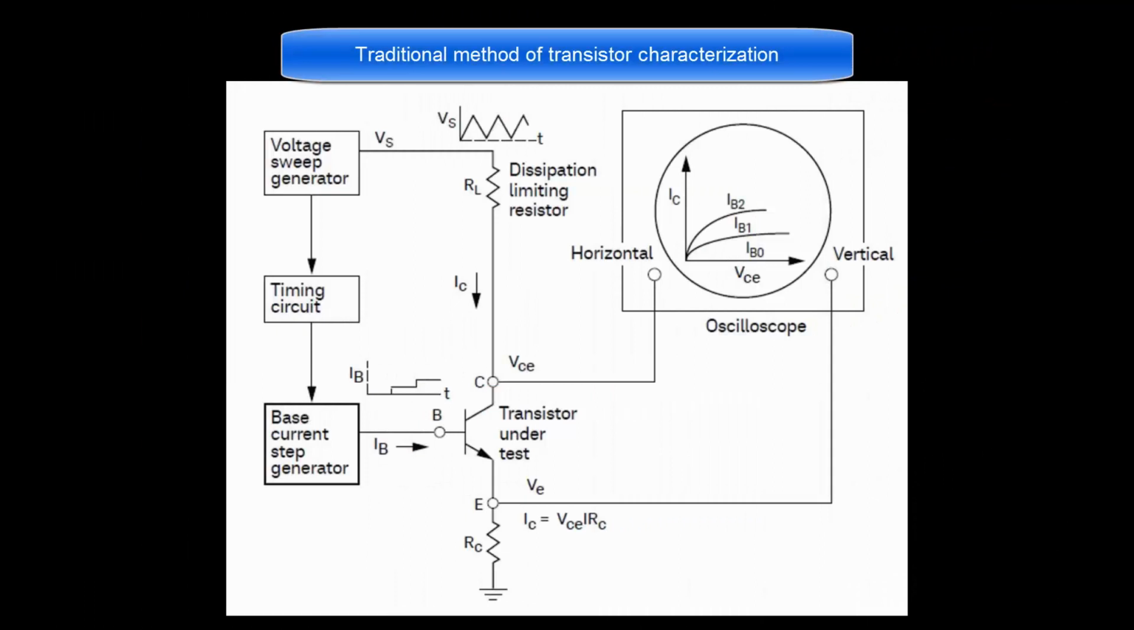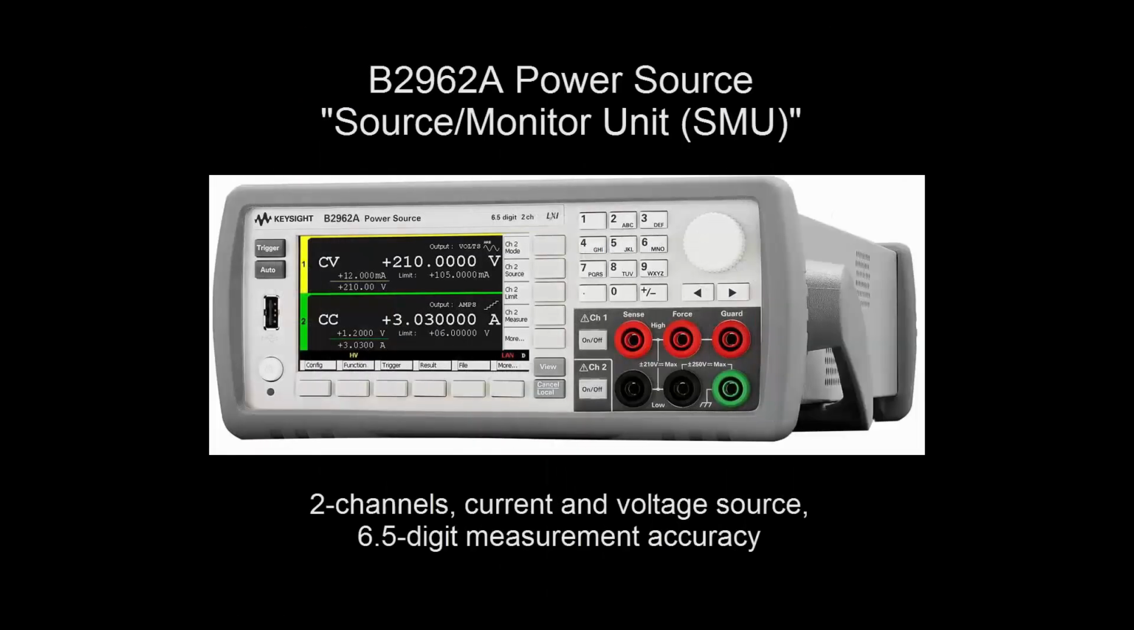Suppose you want to create the modern equivalent of a curve tracer to see the VI characteristics of a transistor as you sweep collector-emitter voltage for several settings of base-emitter current and measure the resulting collector current. We'll do this measurement using a Keysight B2962A power source.